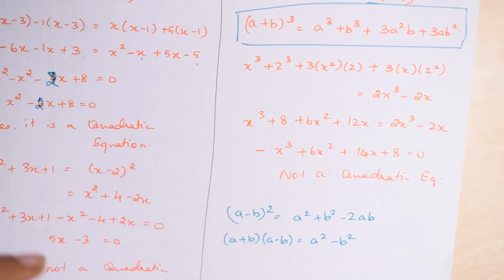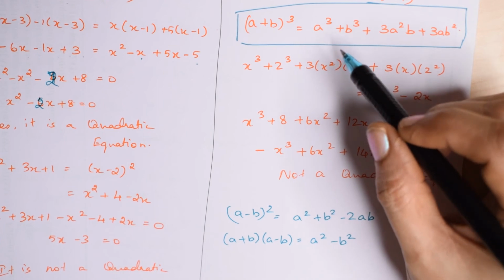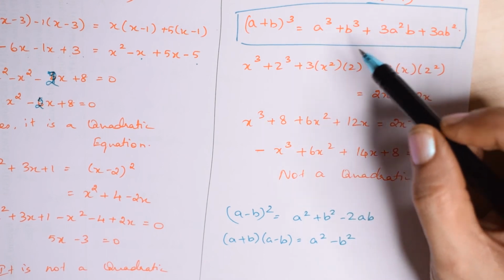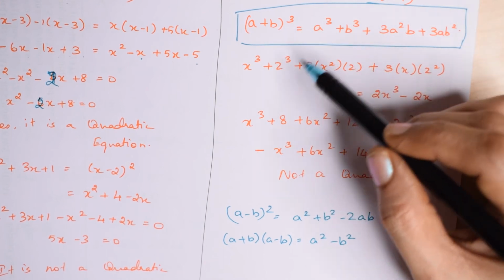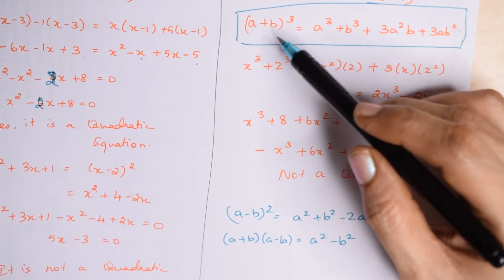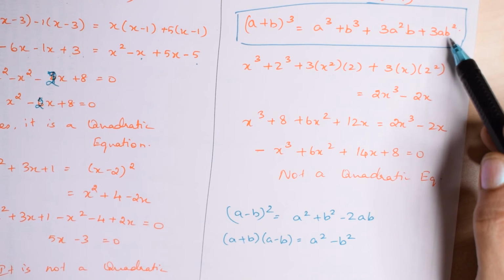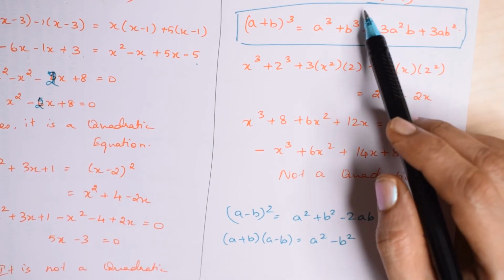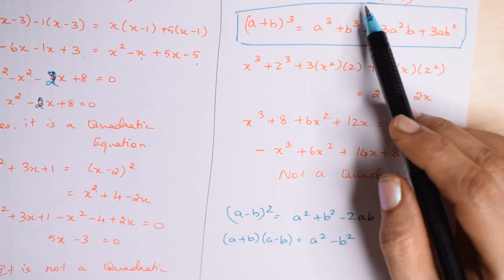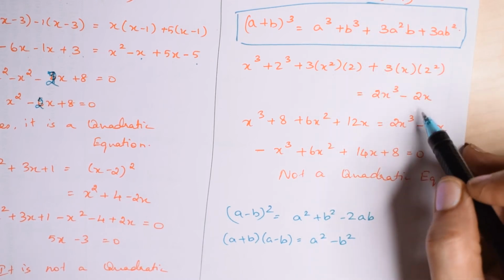The seventh sum, they have given a cube, right? So the cube, I have used the formula to express the cube here. The cube becomes x cube plus 2 cube plus 3 a square b, a square, that is x square, b is 2, plus 3 a b square, a is x, b square is 2 square, and that is equal to 2x into x square. So this 2x I am bringing inside, 2x cube minus 2x, okay.